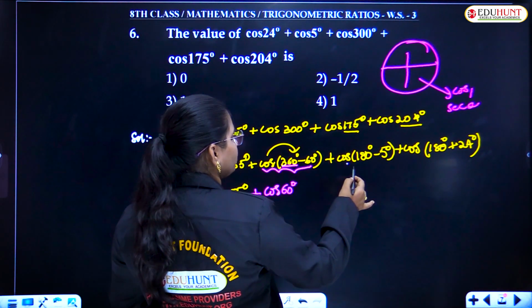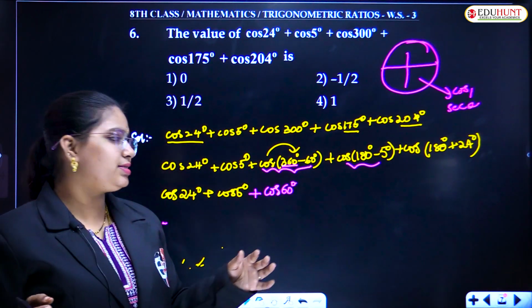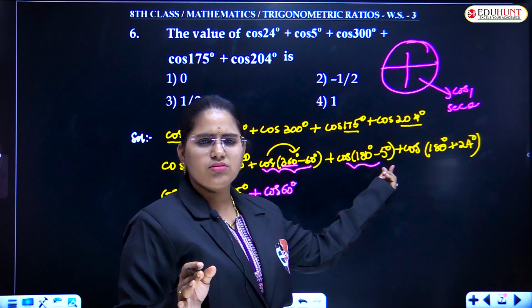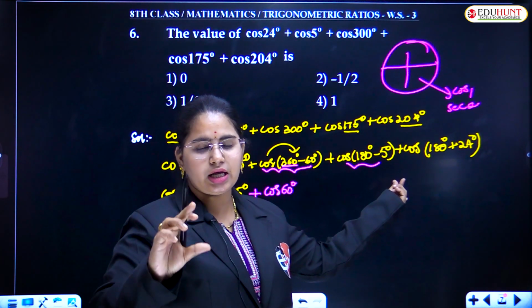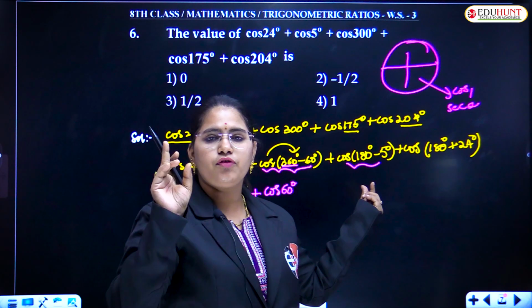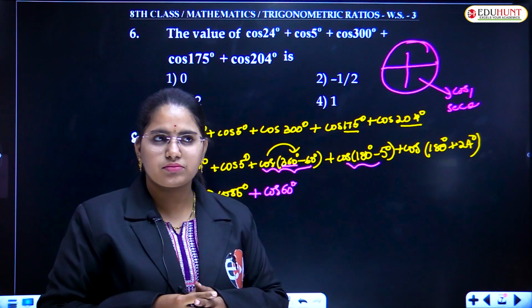Now let's get back to this one. Cos of 180 minus 5. That is 180 minus theta, where in the place of theta I have 5 degree. For cos of 180 minus theta, first you need to check in which quadrant 180 minus theta lies.